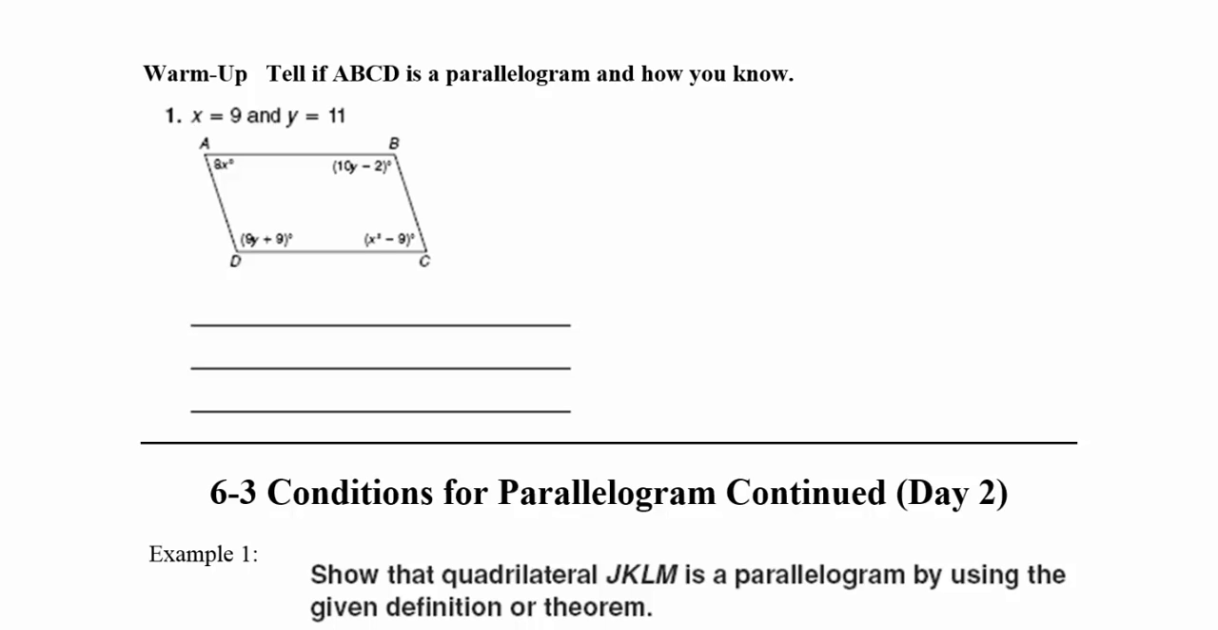Alright, so if we take a look at the warm-up, it's asking us if ABCD is a parallelogram. And it tells us a couple things about the unknowns. It tells us that this is 8x, and remember up here it tells us x is 9. So that means that this thing has to be 8 times 9, or 72 degrees.